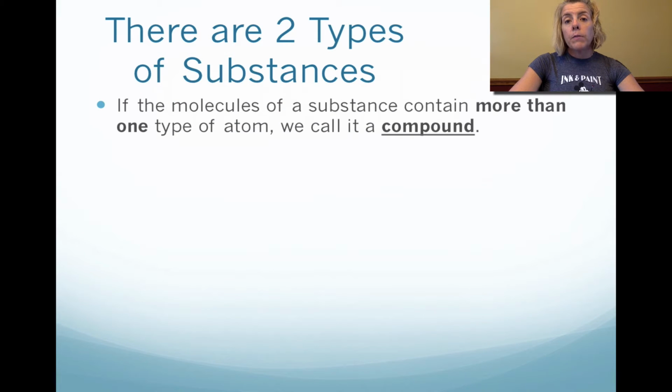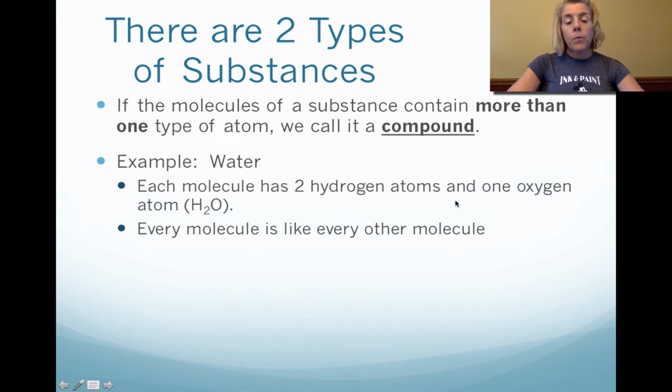Okay, now if it turns out that you have more than one type of atom, we call that a compound. Water would be an example of it. So we have hydrogen and oxygen together, and we call that a compound. For water, there's two hydrogen atoms and one oxygen atom. And if you look at water as a whole, all the water molecules should be the same.